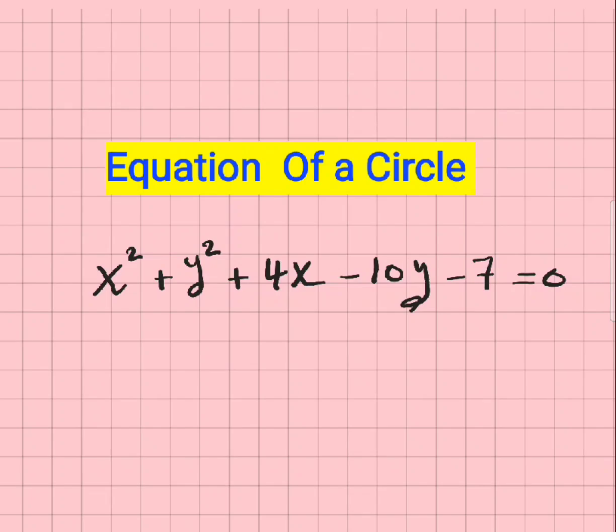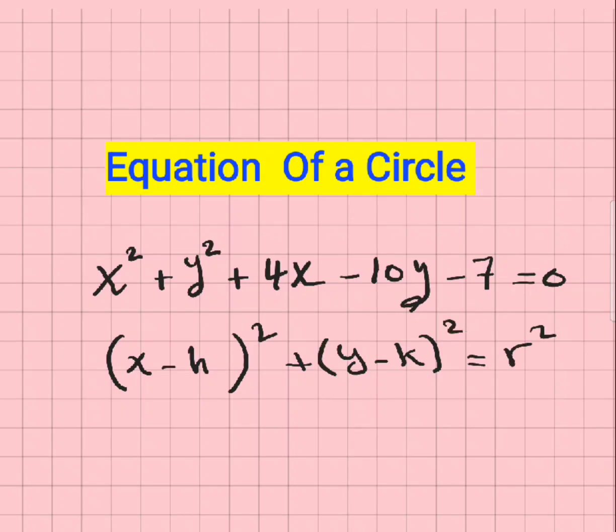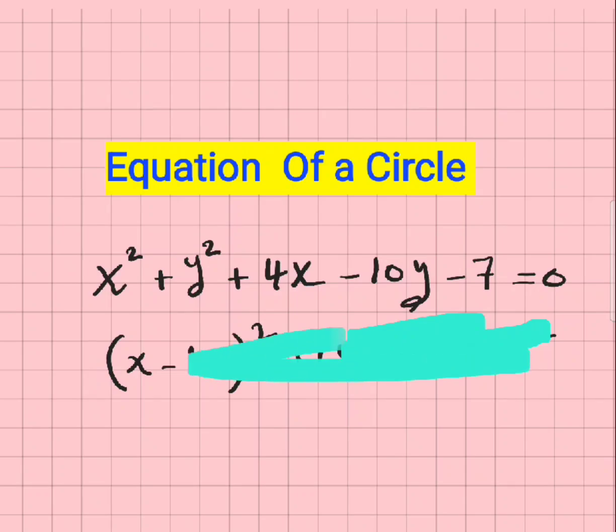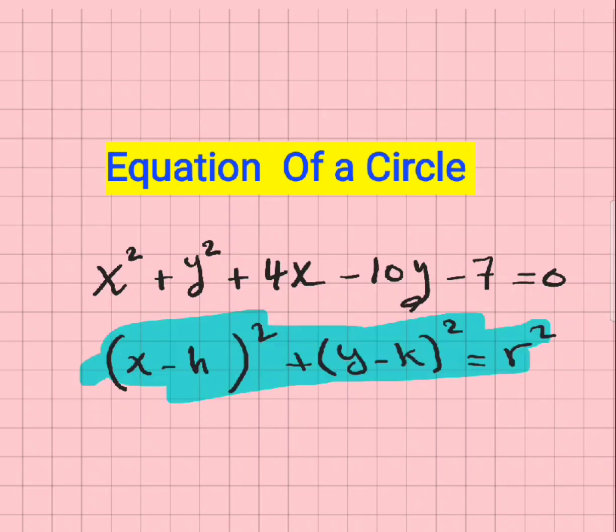What we're going to do is first determine if it's in the standard form of the equation of a circle. Remember, standard form looks like this: (x minus h) squared plus (y minus k) squared equals r squared, right? Does this look anything like that? Because once it's like this, it's pretty easy.